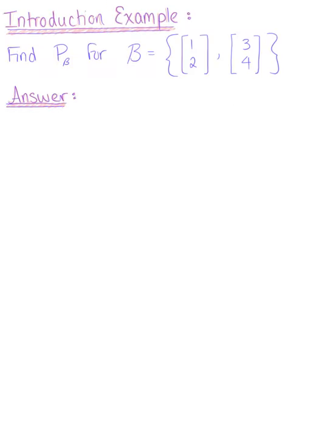So a quick example here. We want to find the change of coordinates matrix for this given basis B. We have two vectors in our basis, b sub 1 and b sub 2. So using the definition, we can say that one possible change of coordinates matrix would be defined with column vectors b sub 1, b sub 2. And so we are left with the matrix 1, 2, 3, 4. And that's it.